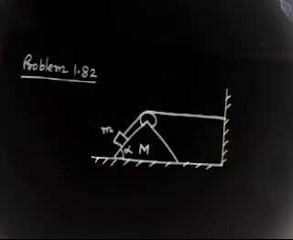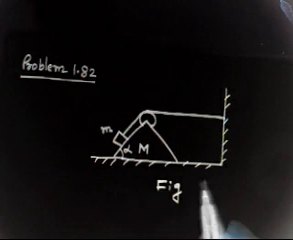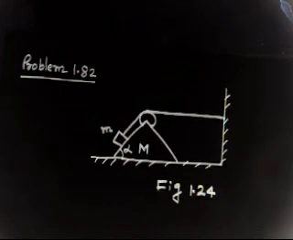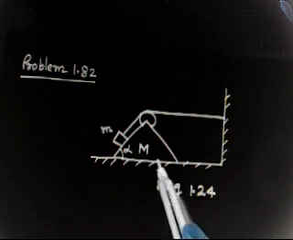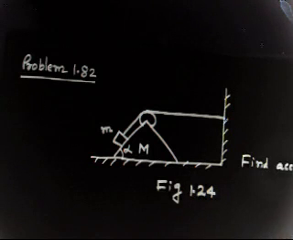Let me read the problem. In the arrangement shown in figure 1.24, so this is figure number 1.24, mass m of bar and capital mass M of base, as well as base angle alpha, are known. The masses of the pulley and threads are negligible. The friction is absent. Find the acceleration of base M. So find acceleration of M.